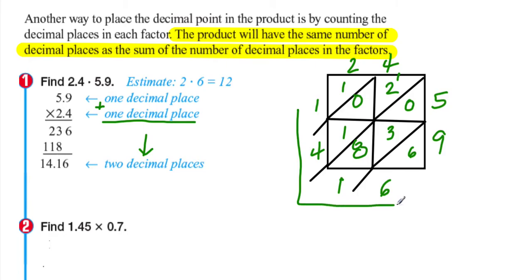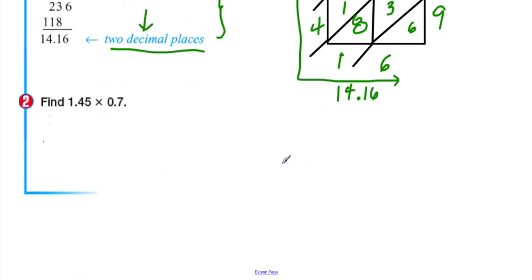Then we write the number this way. So you have 1, 4, 1, 6, and we follow this rule right here, which is 2 decimal places, so you have 14.16. And that is how you find the product using the lattice method. Let's take a look at example number 2.